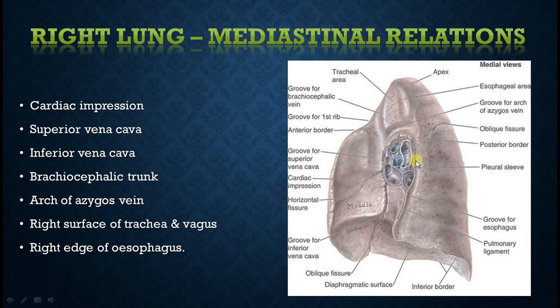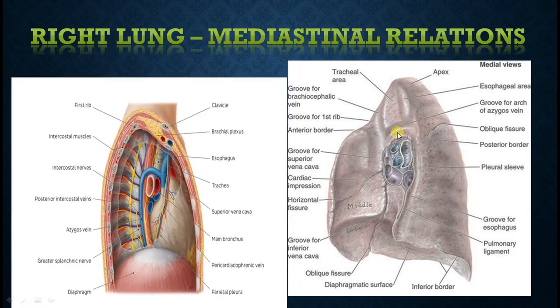So the main impressions are the cardiac impression for the right ventricle and the right atrium, superior vena cava, right brachiocephalic vein, arch of Azygos, and tracheal impression. Remember, this is the arch of Azygos. It is very small but arched, like the same arch you will see in the left lung. So don't get confused, and you should not tell this is the left lung.